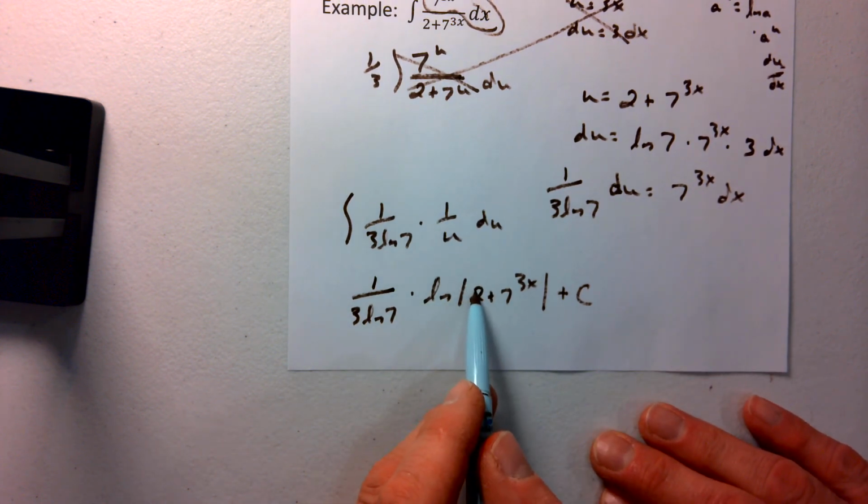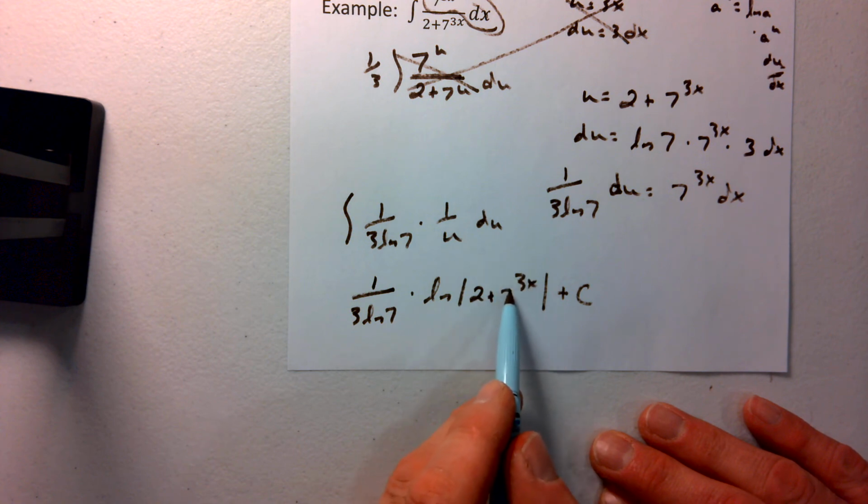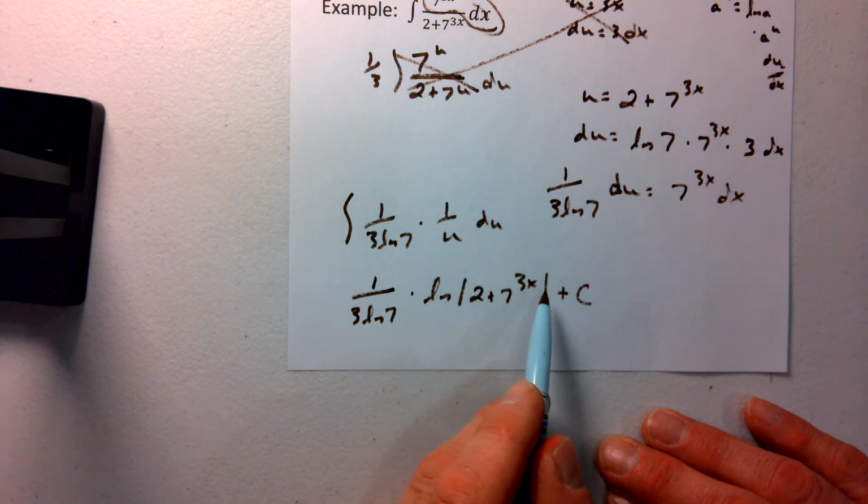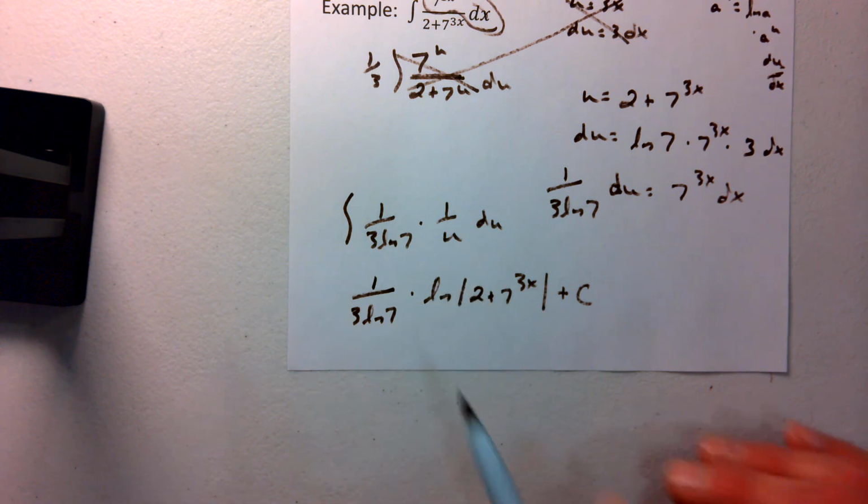Again, 7 to an exponent is always going to be positive. 2 plus a positive is always going to be positive again. So we don't necessarily need these absolute values, but we're not going to be counted wrong if we have them in there. So that gives you an idea of exponentials and how to find the integration of them.